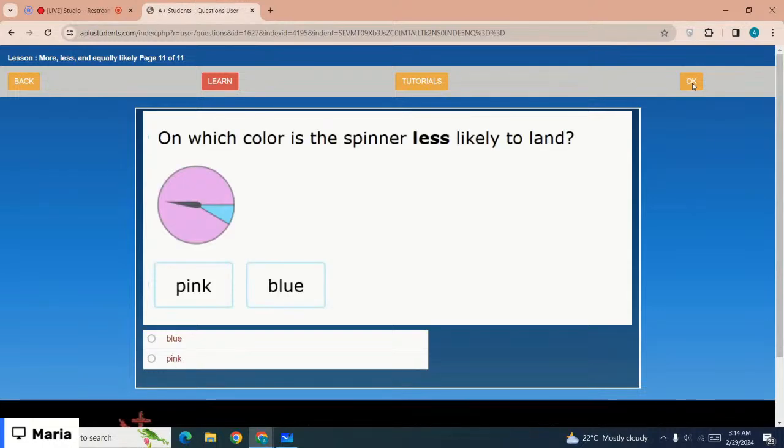On which color is the spinner less likely to land? So which is the correct option? Yes, less likely to land on blue. The correct option is blue.